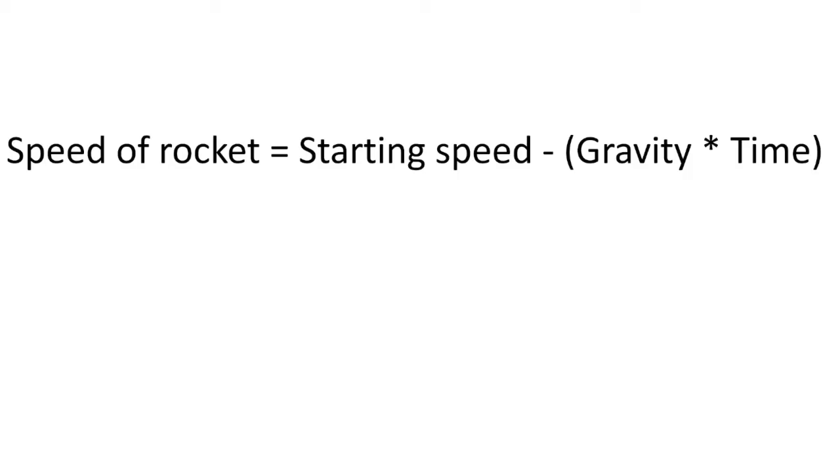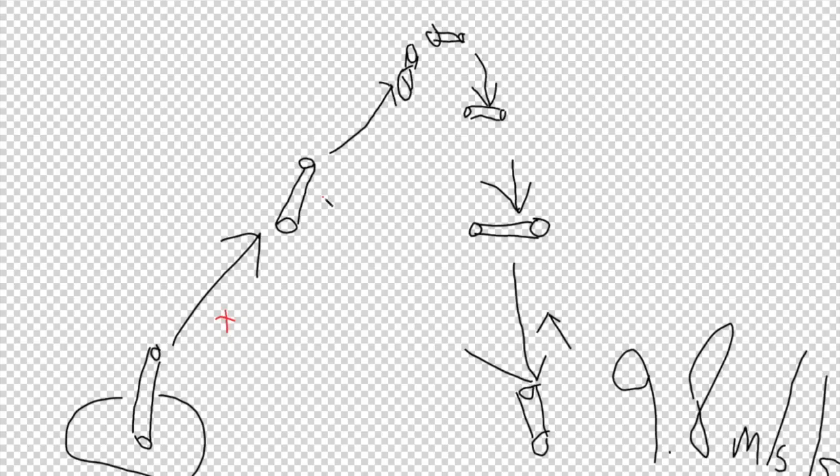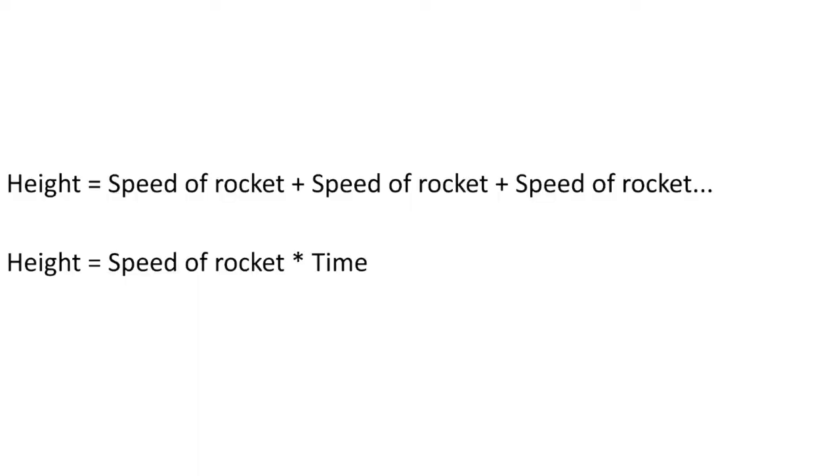You could change this into a formula that states the speed of the rocket is equal to the starting speed minus gravity times the amount of seconds that have gone by. If you wanted to figure out the height, you could convert it to meters per second and add up each second the meters per second. So now the formula for height is equal to the formula for the speed of the rocket times the amount of time the rocket is spent in the air.